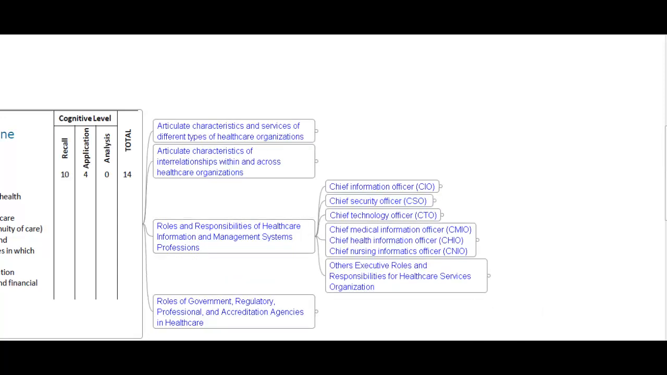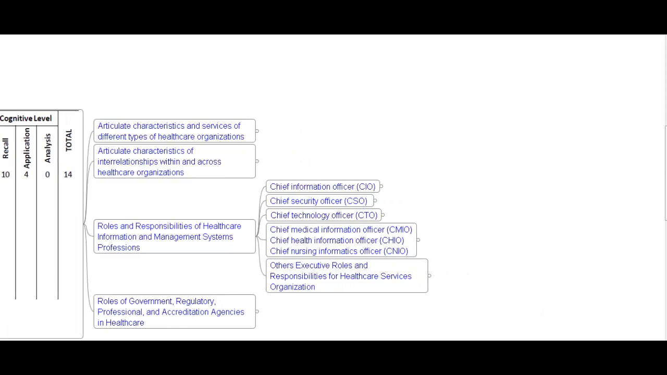Now we'll see roles and responsibilities of healthcare information management system professionals. Here is a list of some key positions in healthcare information management systems: Chief Information Officer, Chief Security Officer, Chief Technology Officer, Chief Medical Information Officer or Chief Health Information Officer, who have the same responsibility, and Chief Nursing Informatics Officer. We'll explore other executive roles and responsibilities for healthcare services organizations.